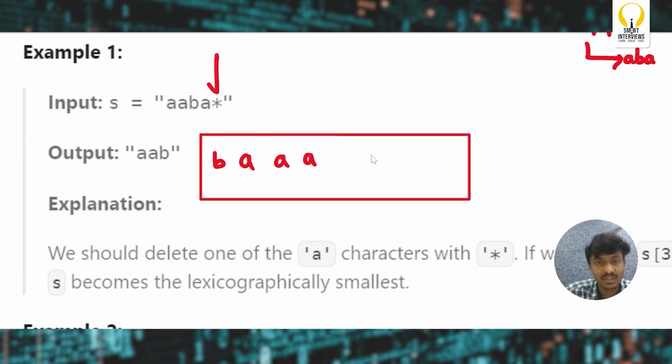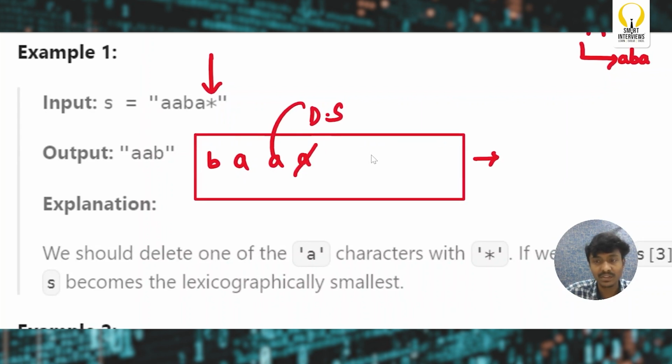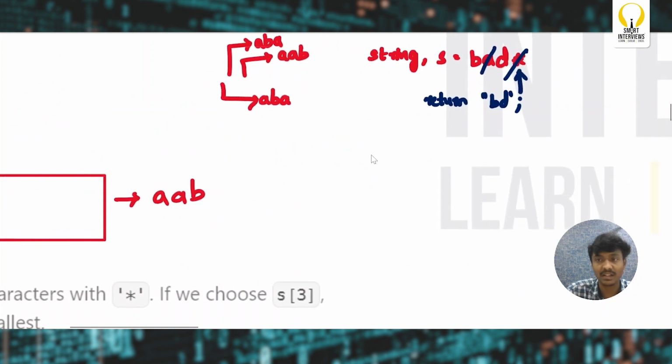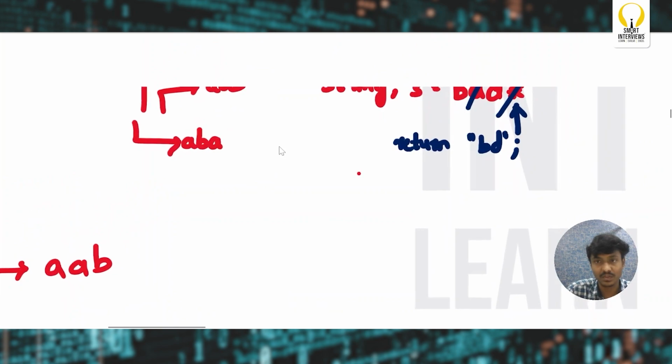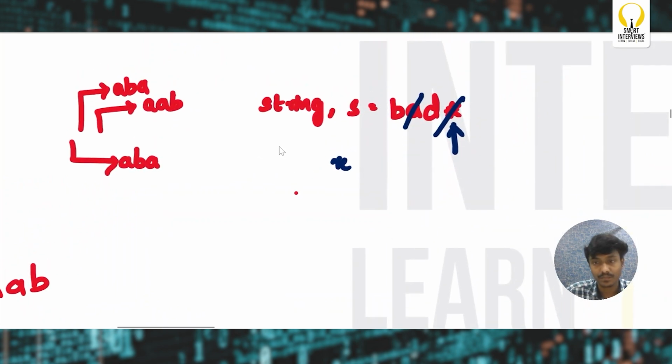Now when I find this star, what will I do? I'll come to this data structure and I will remove this A. Now what can I do? I can pop this, pop this, pop this. It's matching with the output. Let's see if this matches with the example that we took here. So this was the example that we took.